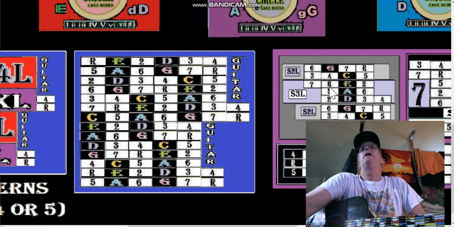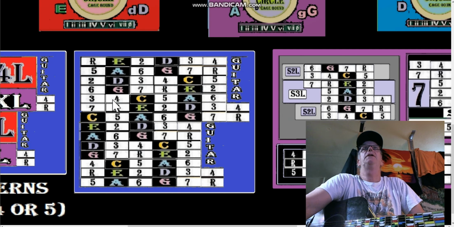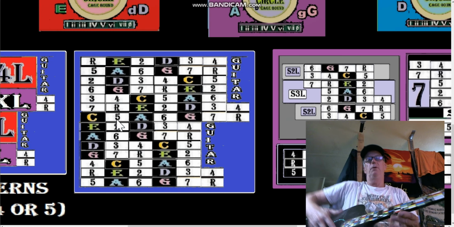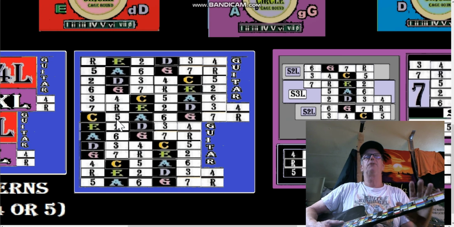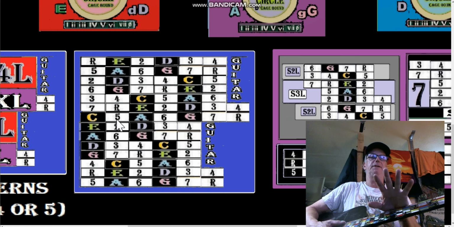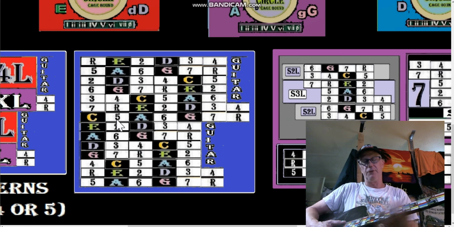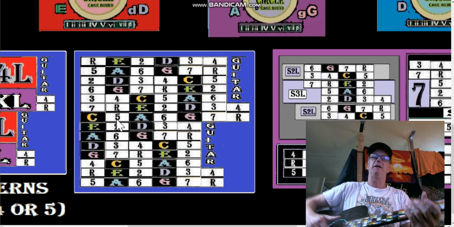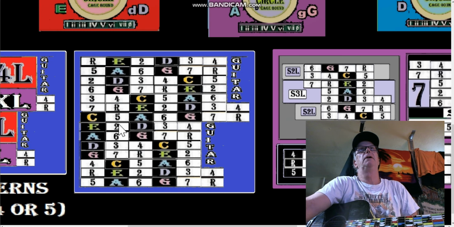2, 3, 4, 5, 6, 7, root, 2. We're going to call that an S3L right here. 2, 3, 4, 5, 6, 7, root, 2, and then on top of that is a single string shape, 3, 4, 5. That is an entity in itself, and you'll see that once we reduce the scales to 5 chord entities, or 5 string shapes I call them, we can put those string shapes together and play them anywhere on the guitar.